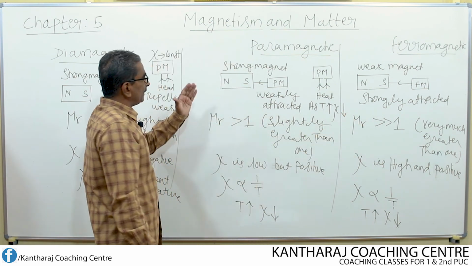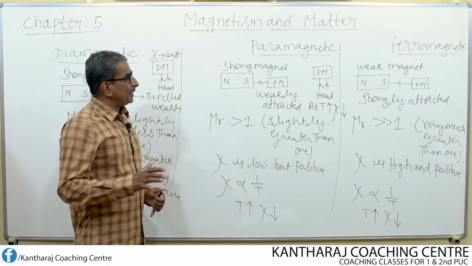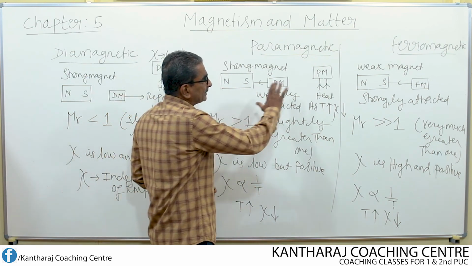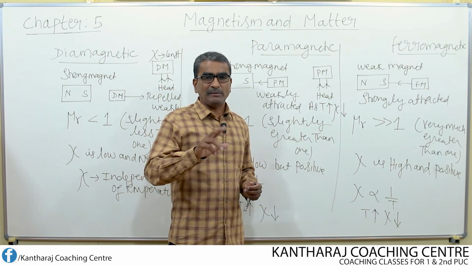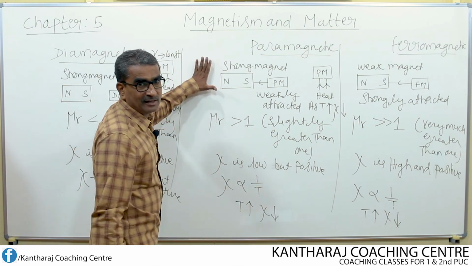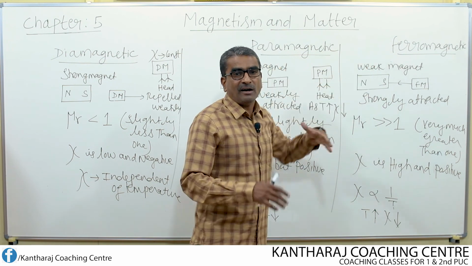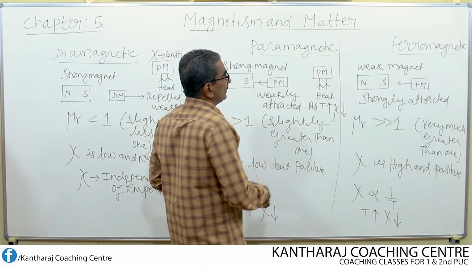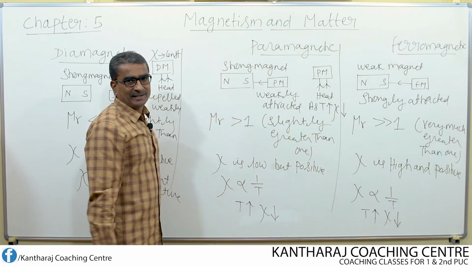So these are the different properties of para, dia and ferro. If you just keep all these properties in memory, then we can write the distinguishing feature between any two material. That means distinguishing between dia and para, or distinguishing feature between paramagnetic and ferromagnetic material, or even we can distinguish the ferromagnetic material with that of diamagnetic material.